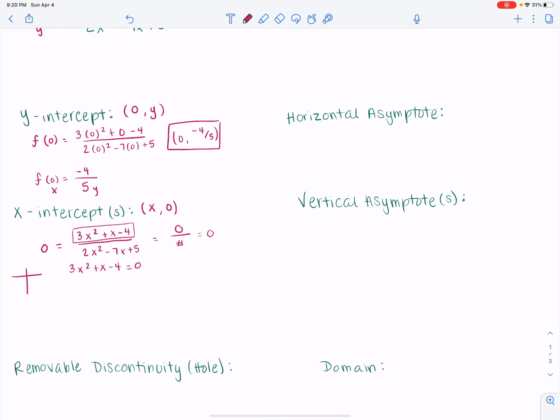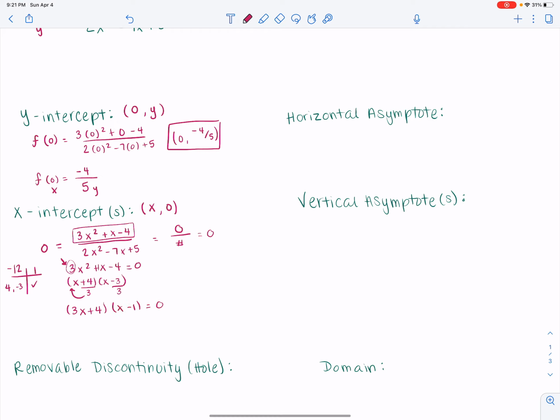Remember, when factoring, when a is not 1, it's 3. So 3 times negative 4, I need two numbers that multiply to negative 12 and add to 1. b is 1. So 4 and negative 3 would work. So I can say (x plus 4)(x minus 3). But don't forget the very last rule of factoring says divide by a. So divide by 3, divide by 3. 4/3 doesn't simplify, so the 3 gets back, so it's 3x plus 4. And x minus 3 divided by 3 is x minus 1.